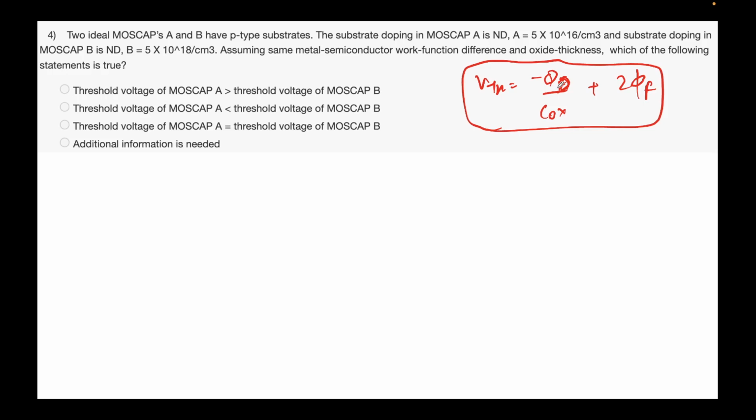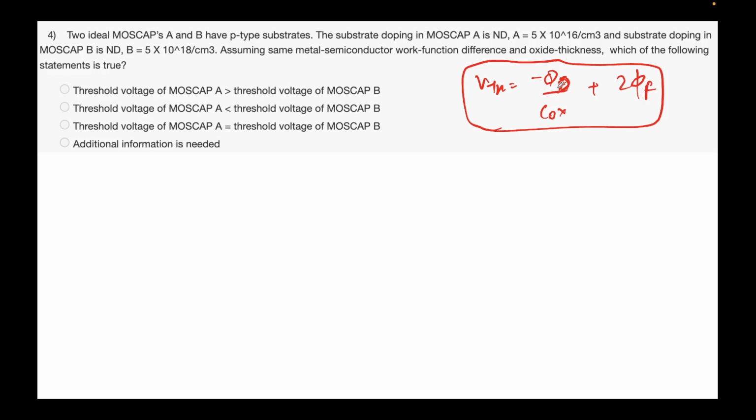Depletion charge will depend on how much you have doped it. Simple as that. This is per unit area, because QD will be per unit area. Cox is also per unit area; we have normalized with respect to area. QD will essentially be in coulombs, and Cox then has to be in terms of farad, so Cox will be epsilon ox A by Tox.